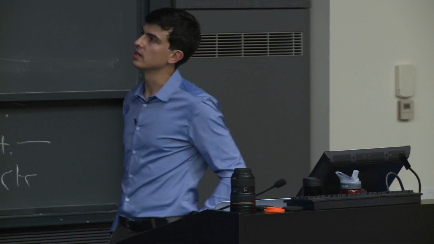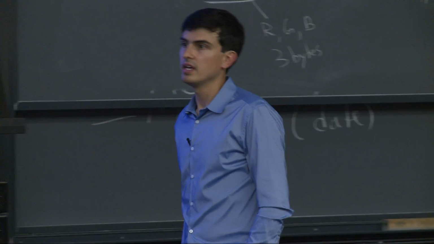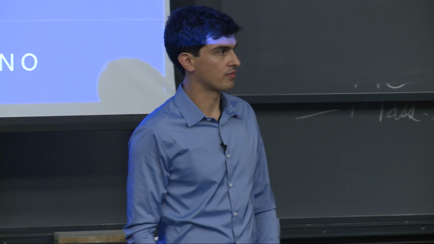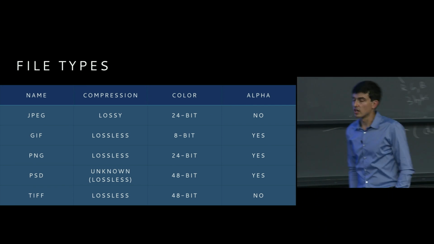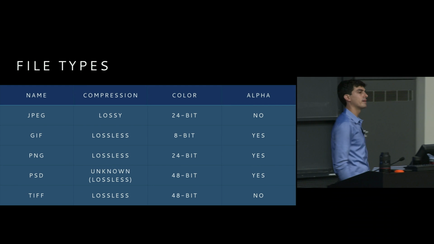So what does this allow us to do? We can now talk a little bit more about some of the different types of files that you will probably encounter in your career as a digital photographer. Of course, there's JPEG. So lossy compression, 24 bits worth of color. There's one thing here that we haven't really talked about yet.